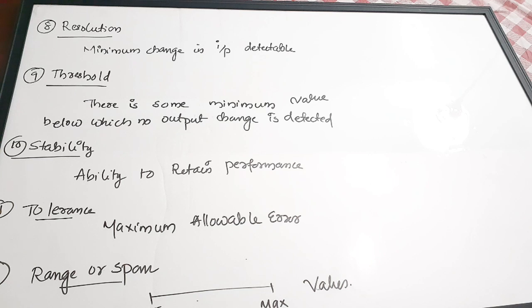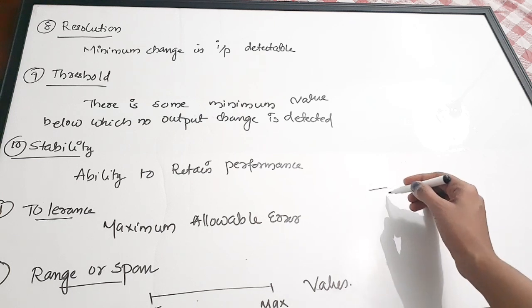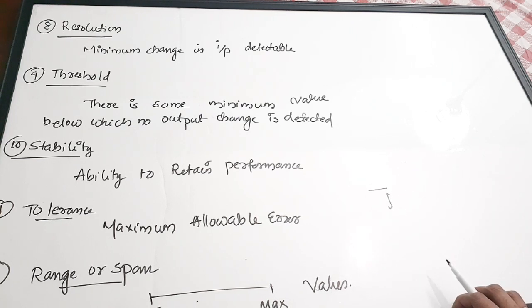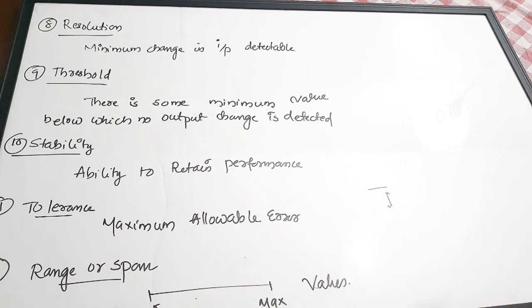The ninth one is threshold. We have discussed threshold potential and threshold voltage. Just like that, there is some standard value after which only the change occurs. Till that value, even if your input is changing, your output won't get affected or won't produce a variation.